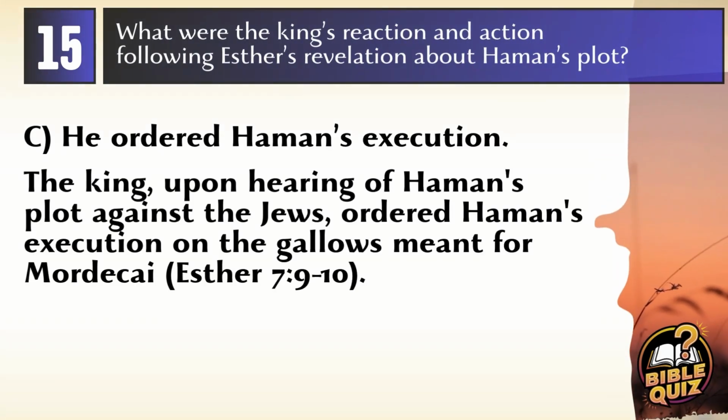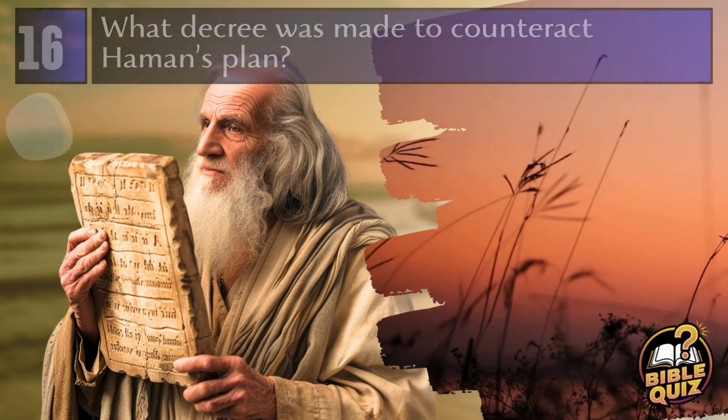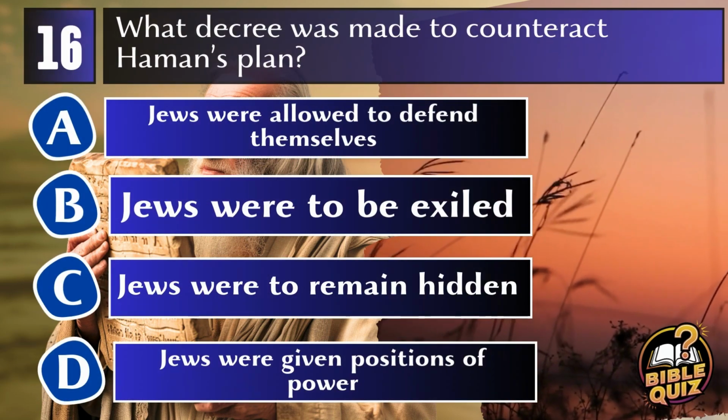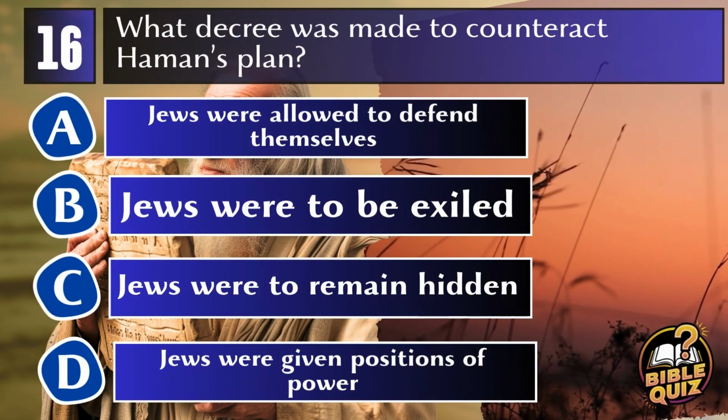Answer C. He ordered Haman's execution. Upon hearing Esther's revelation about Haman's plot against the Jews, King Ahasuerus was enraged and immediately ordered Haman's execution on the gallows Haman had prepared for Mordecai. Esther 7:9-10. Question 16. What decree was made to counteract Haman's plan?